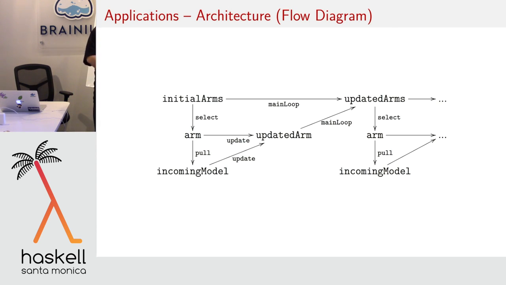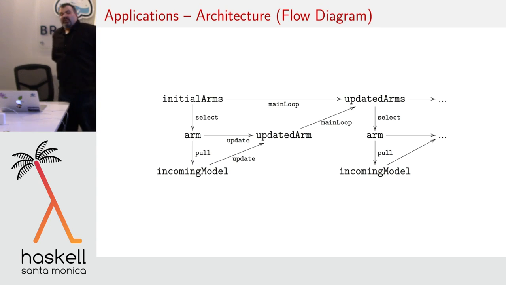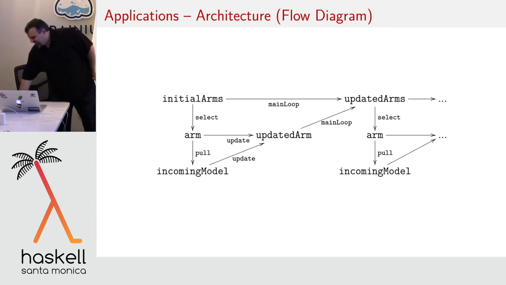Main loop doesn't really take 2 arguments. I'm cheating a little, because we're going to take the updated arm, and we're going to smash them together and then feed them to main loop. And we're going to repeat, and do this forever and ever. It gets better and better. So eventually, we find the slot machine that wins, which is probably none of them actually.